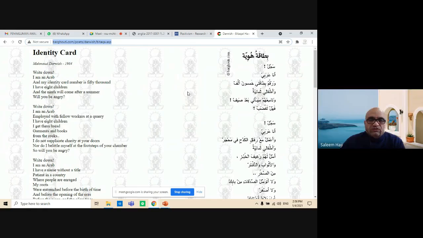All right. So Salim, you read Arabic. I'm saying you can read Arabic. So you can read the Arabic version and compare it to I, Too by Langston Hughes.